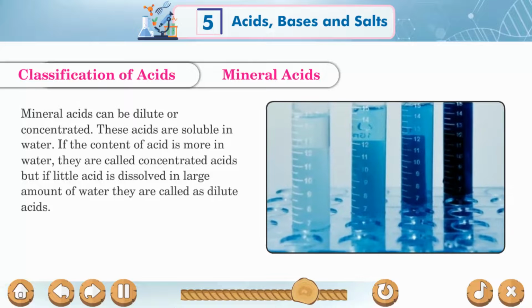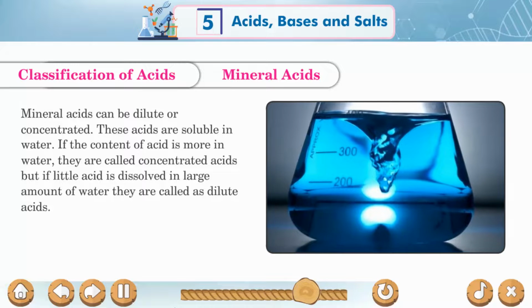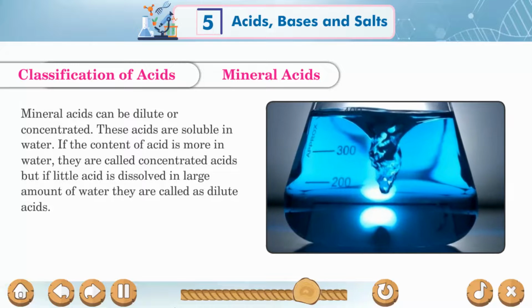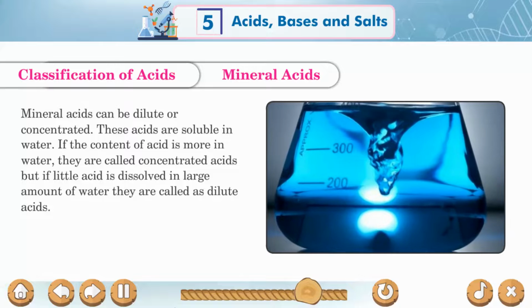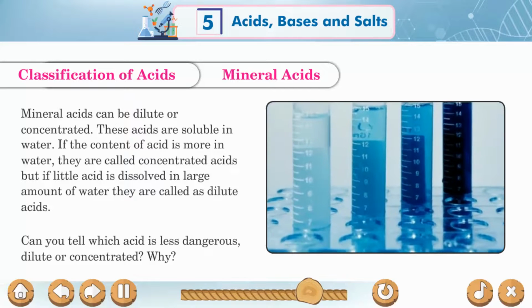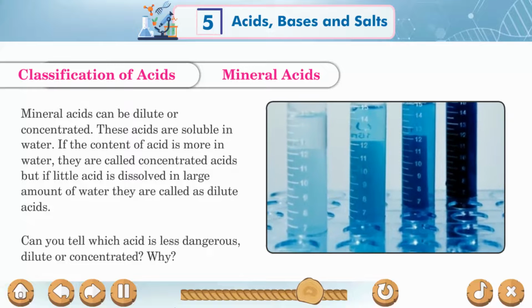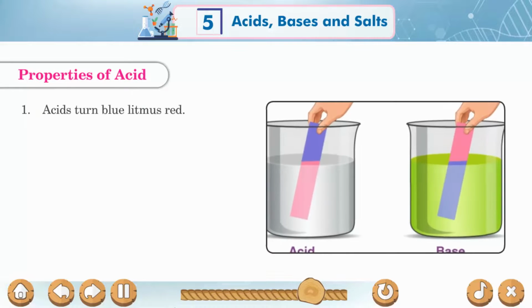If the content of acid is more in water, they are called concentrated acids. But if little acid is dissolved in a large amount of water, they are called dilute acids. Can you tell which acid is less dangerous, dilute or concentrated? Why?